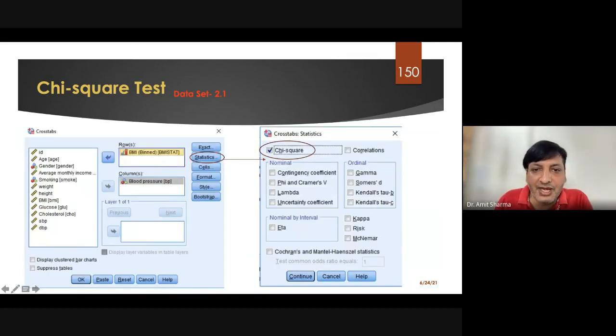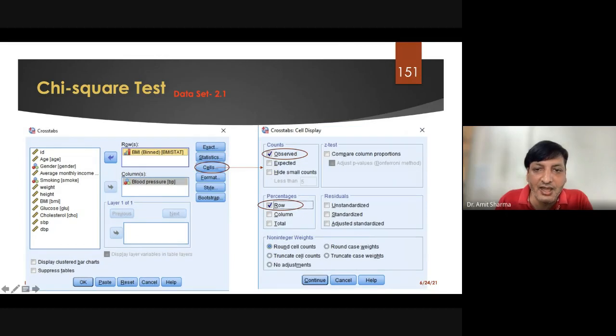After that you can go to Statistics, and here in Statistics you are going to get an option for chi-square, and you have to check this. Unless you check this, the output will be only for frequencies, not for proportion. That means you have not applied the chi-square test. So make sure you have clicked chi-square, and after that you have to go to Cells, and under Cells you must click on this Row.